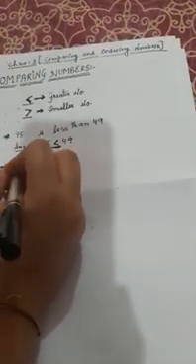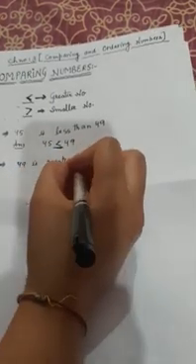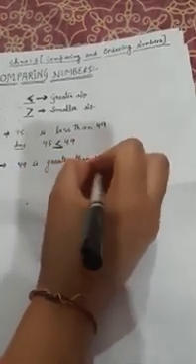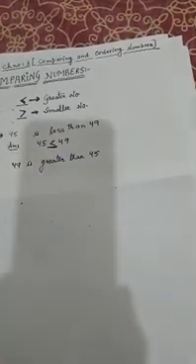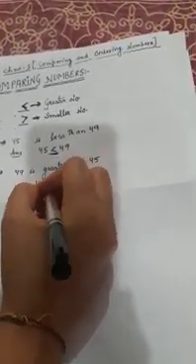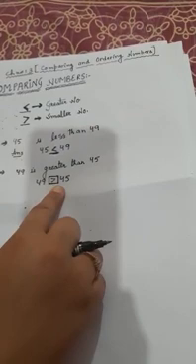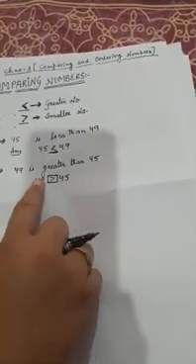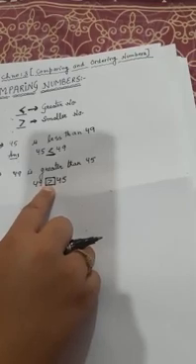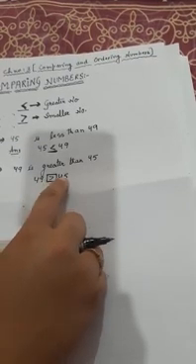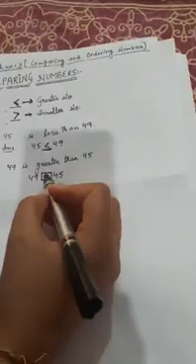But if I write 49 is greater than 45, how can I write? I write 49 is greater than 45. But why do I write this sign? Because 49 is greater than 45. The closed side of the sign always points towards the smaller number. See, 45 is smaller, that is why I write this sign.